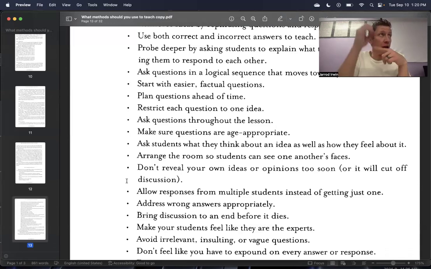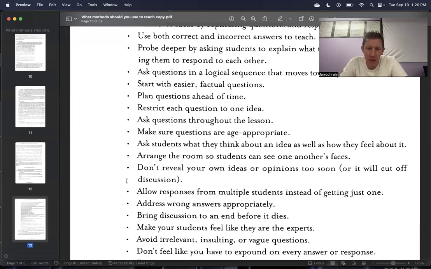Well, I think he's talking about more specifically when you are asking discussion questions. So the way you phrase the question, try to make it focus just on one idea at a time. Does that make sense?